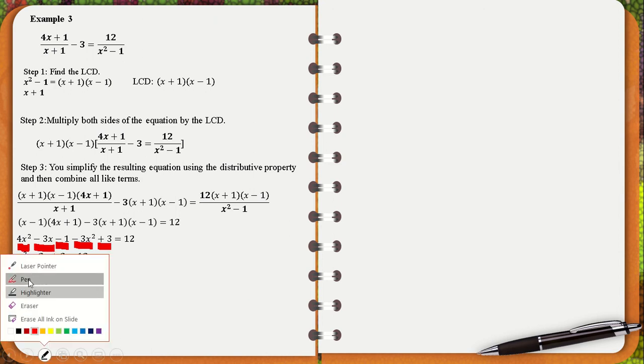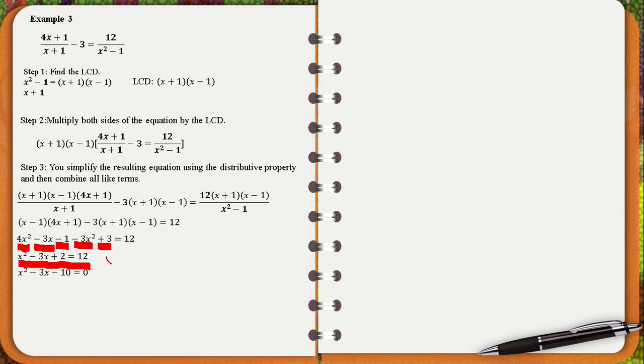Nilipat natin yung positive 12. Ganyan po siya. x squared minus 3x plus 2. Nilipat natin yung positive 12 sa kaliwa, magiging negative 12, equals 0. 0 na lang yung natira sa kanan.